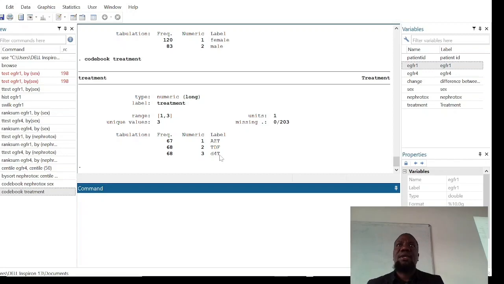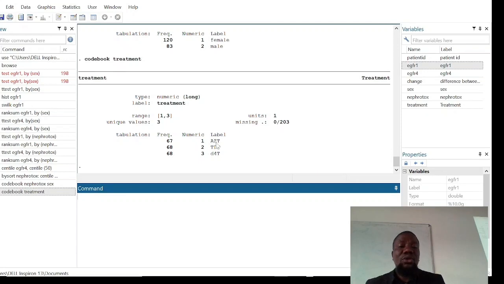What would you do if you want to determine whether there was a difference in the estimated glomerular filtration rate of participants that were treated using three different drugs? At this point, I must tell you that this variable treatment, I just made it up. I just randomly selected the treatment. It wasn't there initially, so it might not give the exact result as it was, but I made this variable just so I can show you what you do in this case.